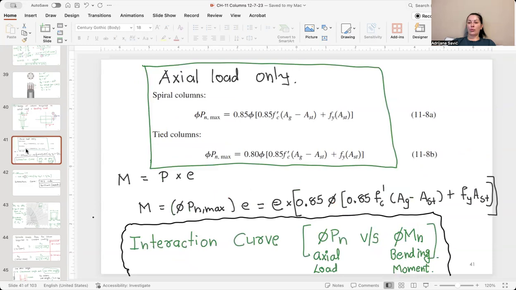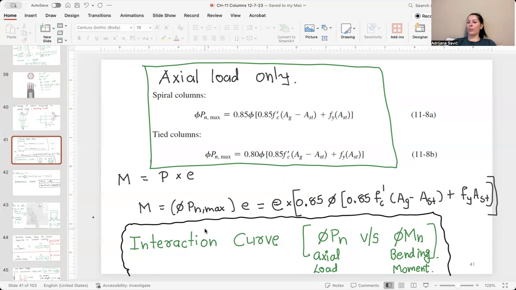So firstly, we need to determine axial load, which will depend on the type of the cross section, if we have spiral columns or tied columns. And that is something which we covered in the previous videos. After that, we need to determine the moment, which will be force times eccentricity, or in this case, eccentricity times 0.85 times phi, in parentheses 0.85 fc prime, which is compressive strength of concrete, times (Ag minus As steel) plus yielding stress times steel area.